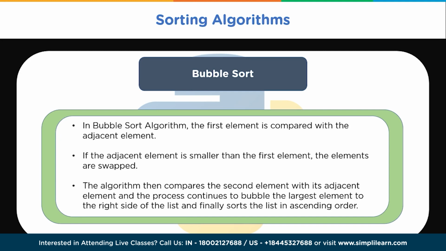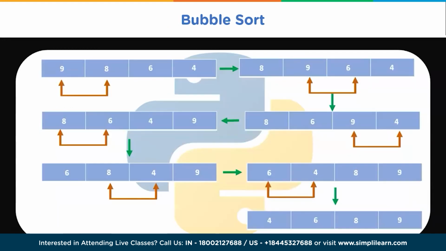So we will see this with an example. Now here you have a sample list which has unsorted data 9864. According to the bubble sort algorithm, first it will start from the 0th element and compare it with its next adjacent element 8. In this scenario, 8 is smaller than 9, so we will swap it. So 8 and 9 will get swapped and now you have 8964.